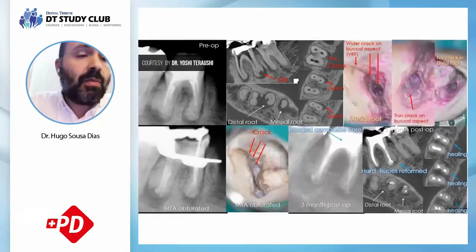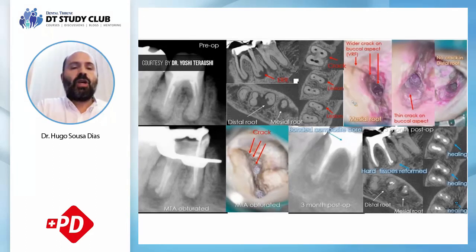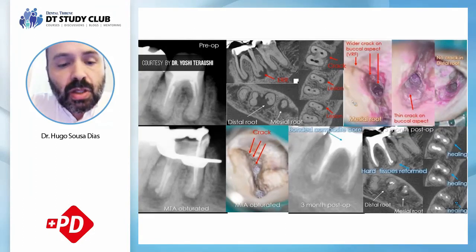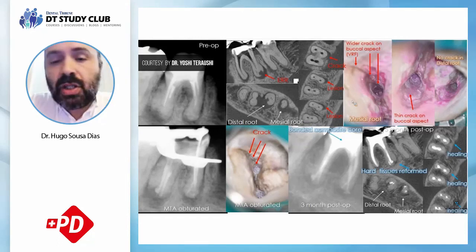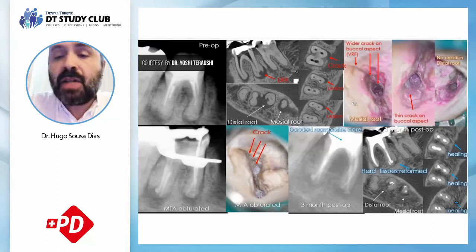And another case from my friend Dr. Yoshi Terauchi. On the web, on the page of Dr. Terauchi on Facebook, you can find a lot of clinical cases, very, very challenging cases with a huge apical lesion, with cracking like in this situation, and they obturate all root canals with MTA, with an amazing and fast recovery of the apical lesions.